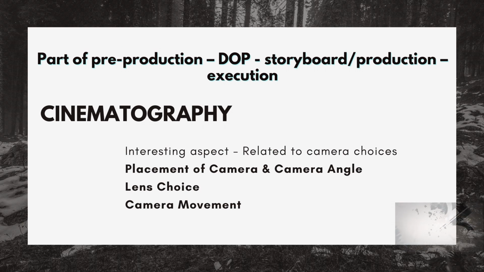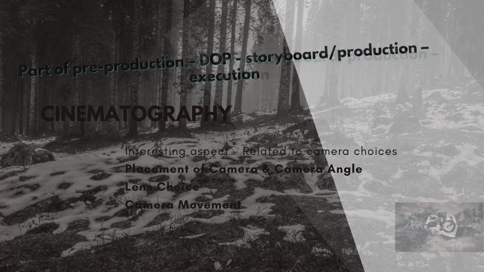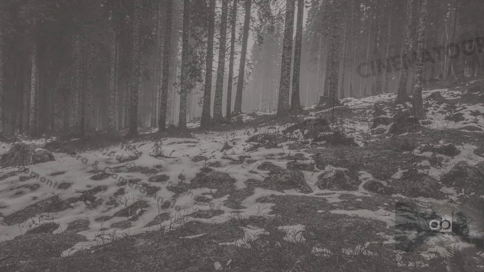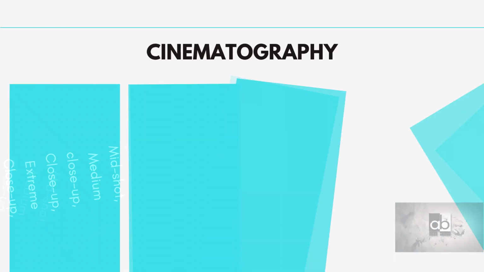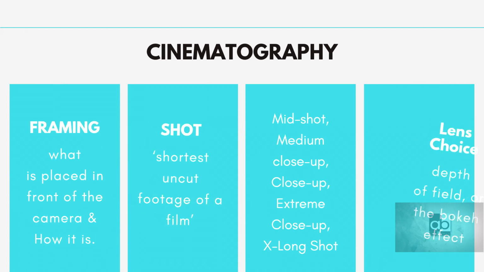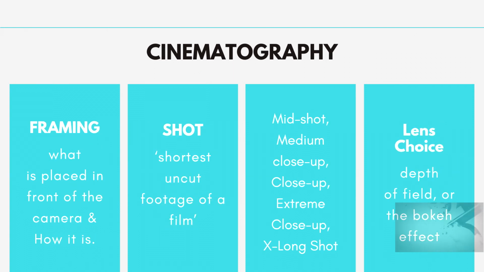So let's take a look at these one by one. All of the above contribute to something which is known as the framing of your shot. Framing essentially means what is put in front of the camera and how it is put in front of the camera to create a shot.